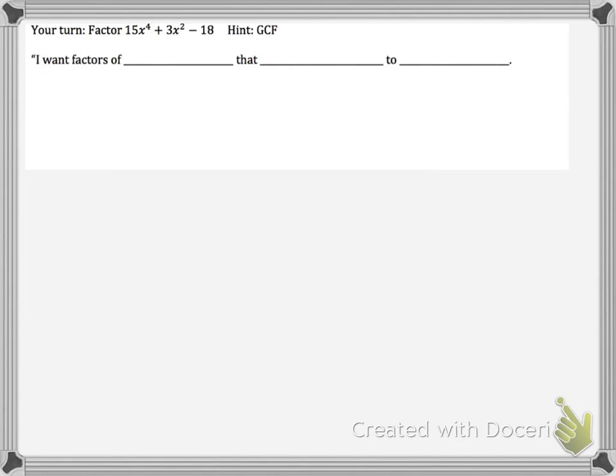All right, in this next one, you're given a hint that you have a GCF. Now, of course, we always handle GCF first. So before we fill out the "I want factors of blank, that blank," we are going to pull out that common factor. So here we have a common factor of 3. And that's going to leave us with 5x to the 4th plus x squared minus 6.